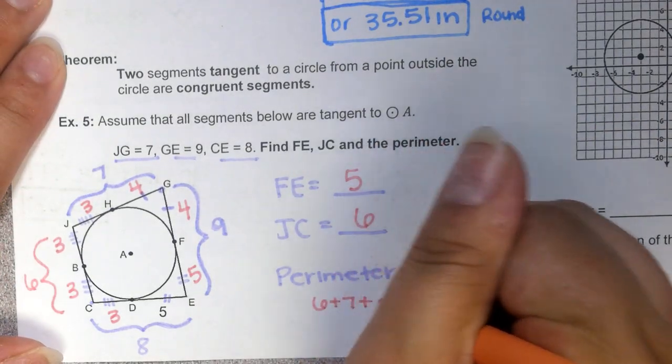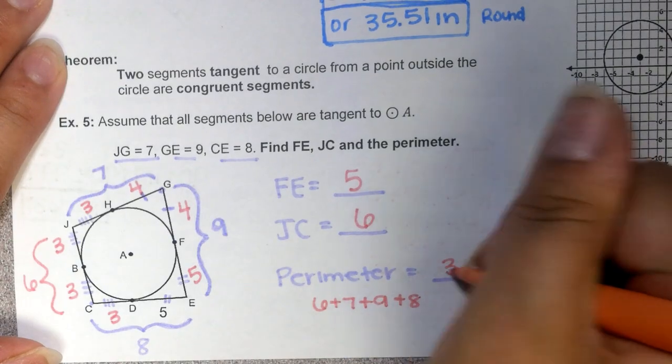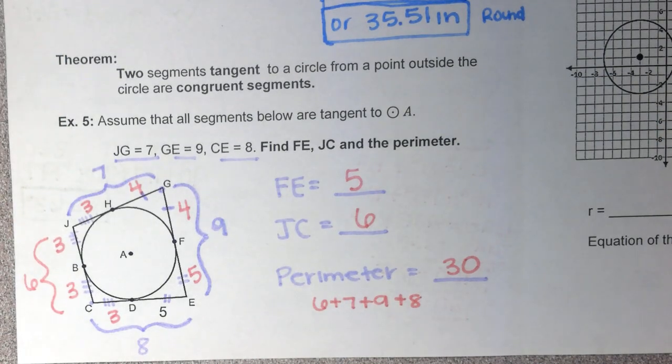6 plus 7 plus 9 plus 8 is 30. See, miss, I told you. Miss, can we like only have those? You like those, right? I don't like those. Not too bad? Okay. Is that on my homework?